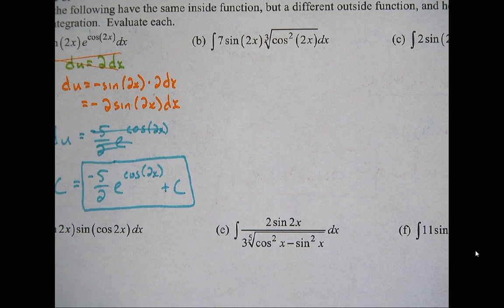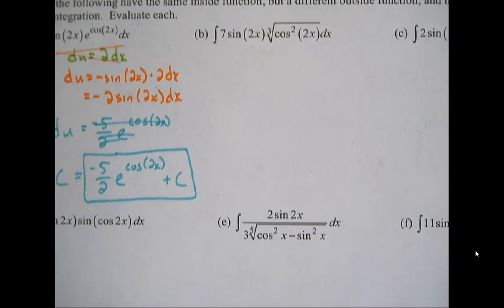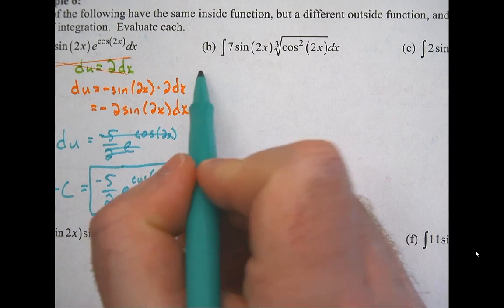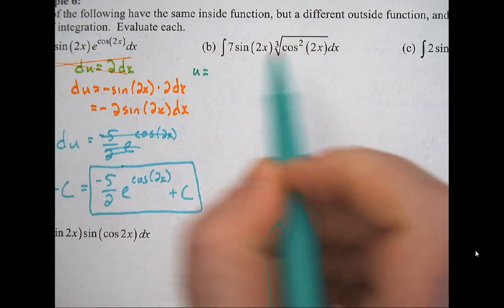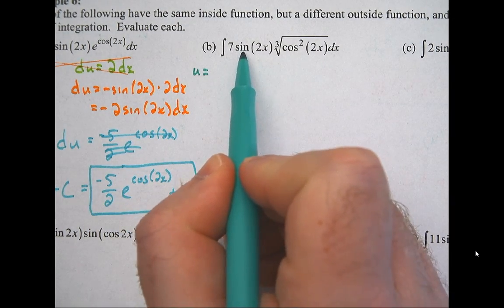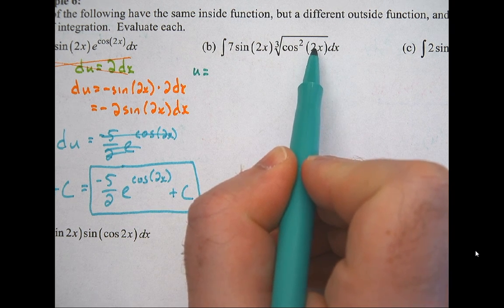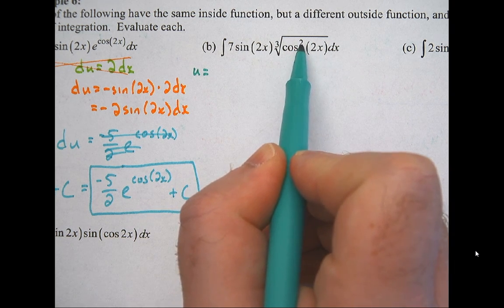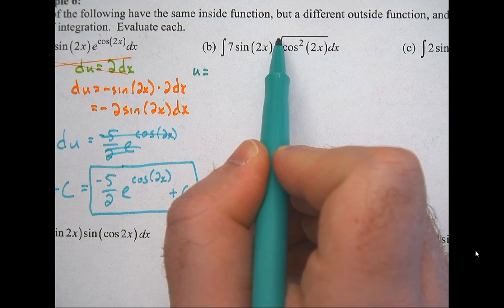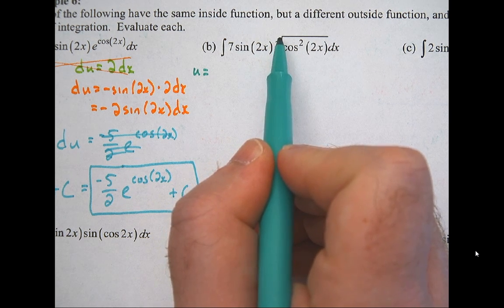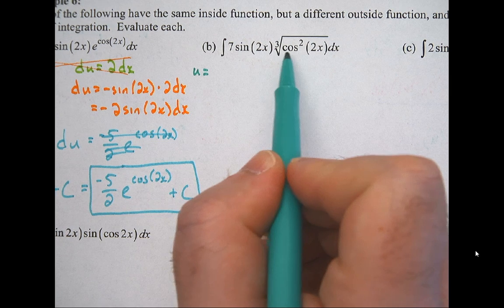All right, so like I said, I'm going to try this with pattern recognition, but I still think it's nice to write up what u and du are. So I've got 2x inside of sine, but I've got 2x inside of cosine, which is inside of squared, which is inside of a cube root. So the most inside piece would be cosine of 2x.